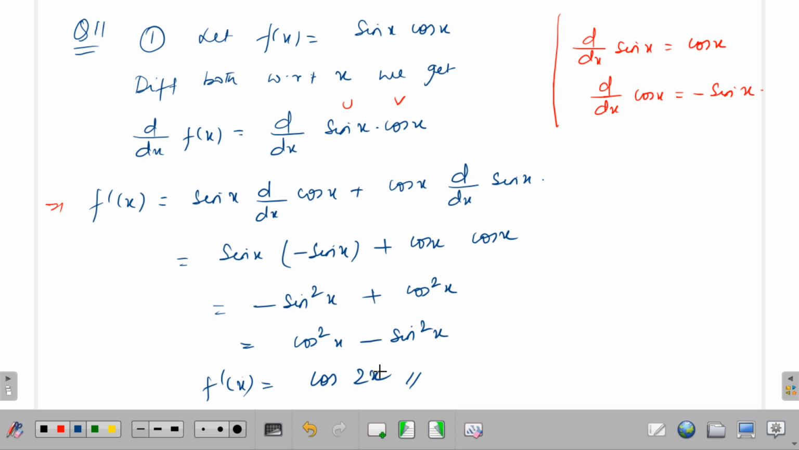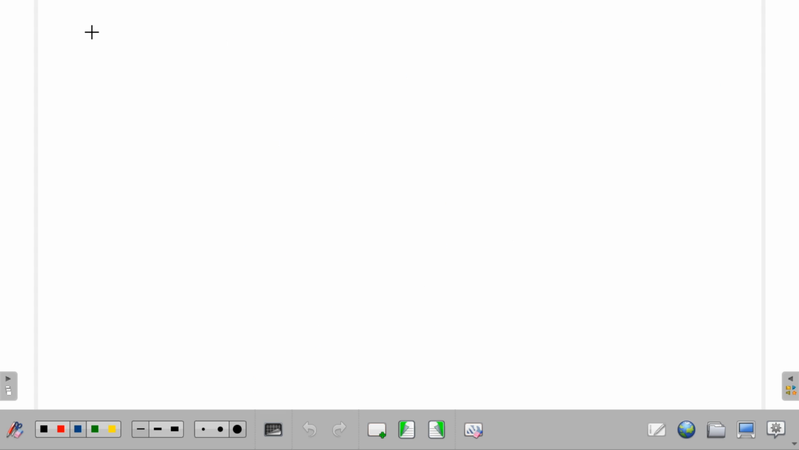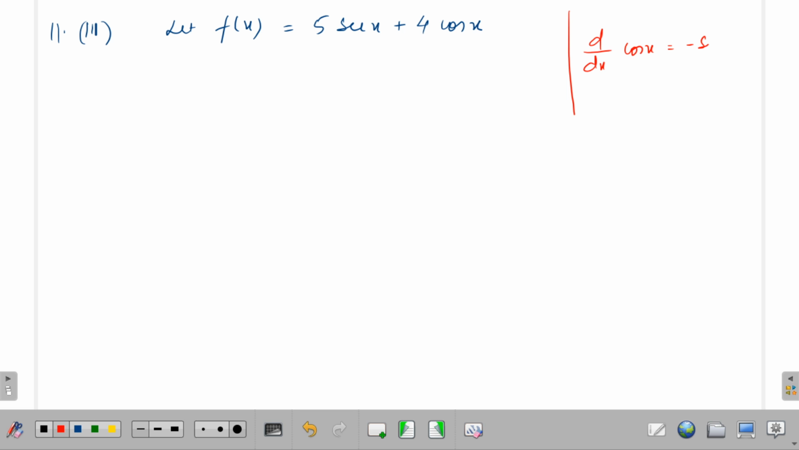All right, now let us try to solve the same thing on your next question. So let me go with question number 11.3. Question 11.3 is given that let f(x) is equal to 5 sec x plus 4 cos x. Okay, now again same thing. We know that d/dx of cos x is minus sin x, but d/dx of sec x is nothing more than sec x tan x. Don't forget this one also.